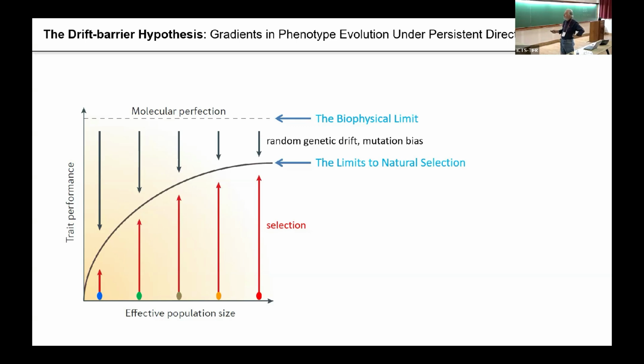And what's going on here is that selection's always pushing us up in this direction, but as we're going to the right, we're getting to larger and larger effective sizes, selection more and more efficient. And so you're gradually approaching this biophysical limit, but you stall once you get to the point where the strength of selection is balanced by the noise in the evolution process due to drift. So that's the drift barrier.